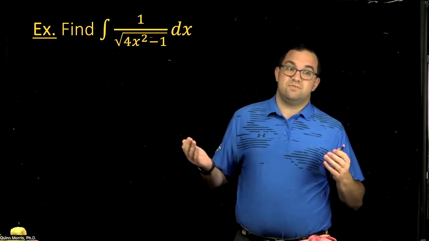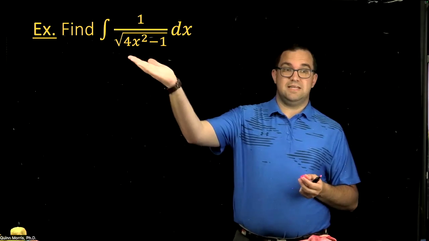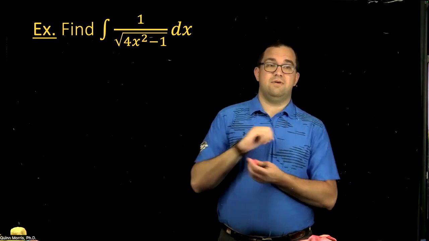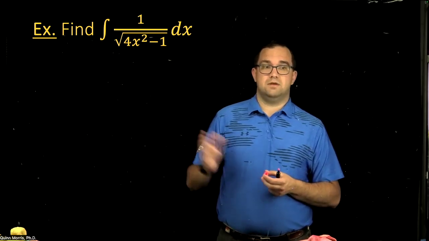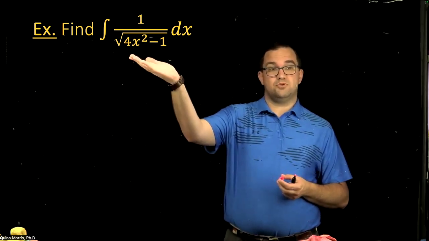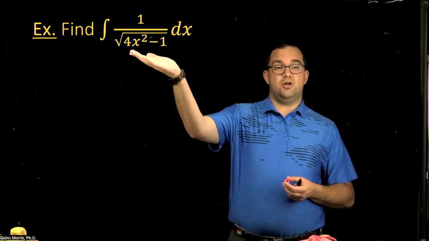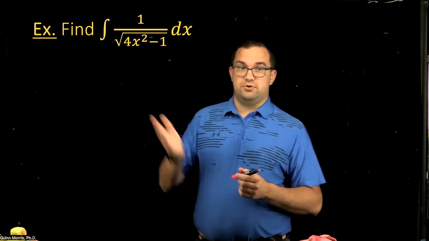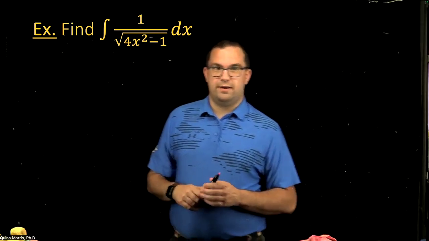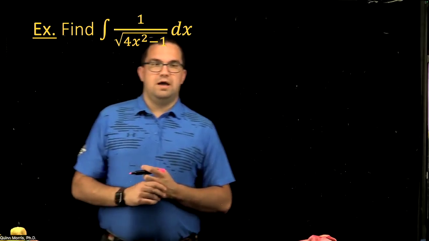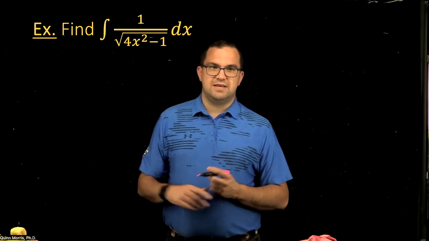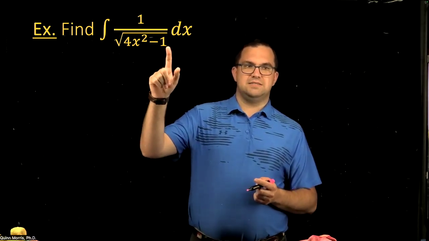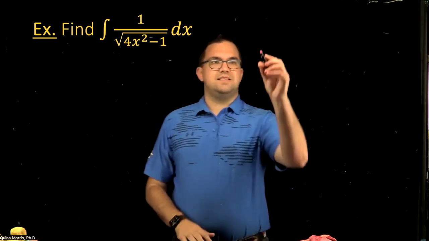So, a similar setup, right? I'd like to plug in something for x, some sort of trig function, so that this thing under the radical is going to simplify in a nice way. In particular, I want it to probably be a perfect square, right? So when I look at this, the first thing I see is that I have something squared minus something. Now that's different, right?